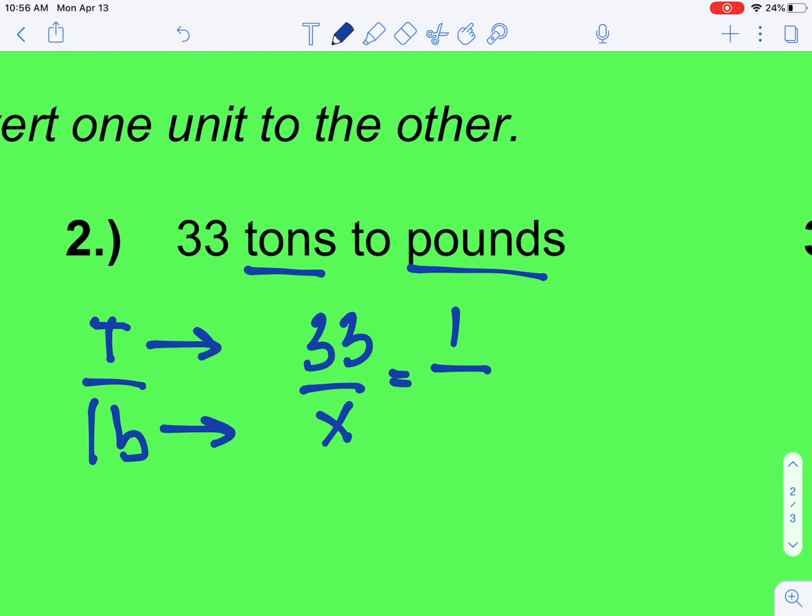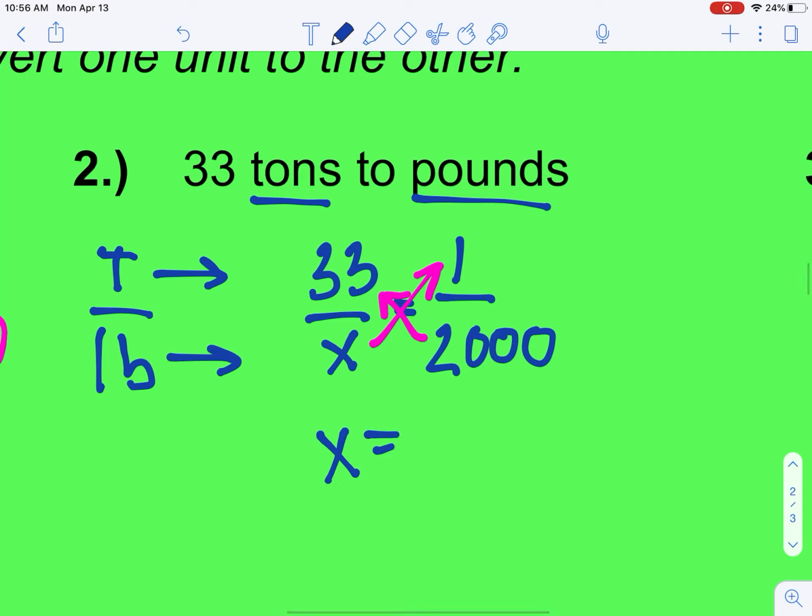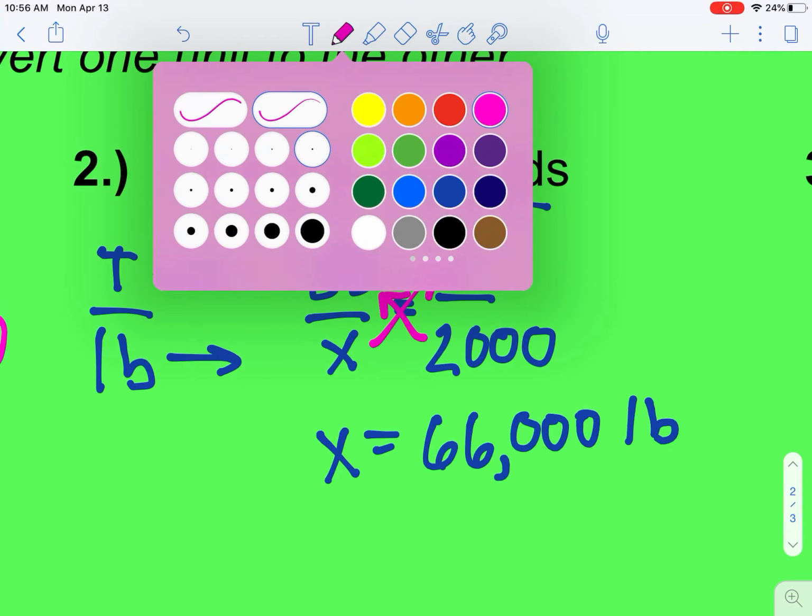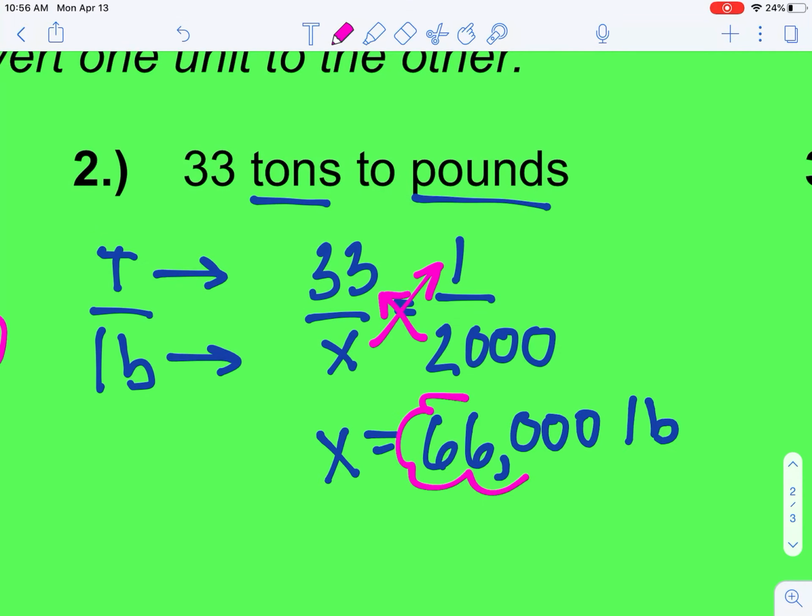So the 1 goes on the top because that's tons. And 2,000 goes on the bottom because it's 2,000 pounds. I can go ahead and cross multiply. Now 1 times x is just x. I don't have to have a 1 in front of it. And then 33 times 2,000 is 66,000. That's a lot of pounds. So 33 tons is 66,000 pounds.